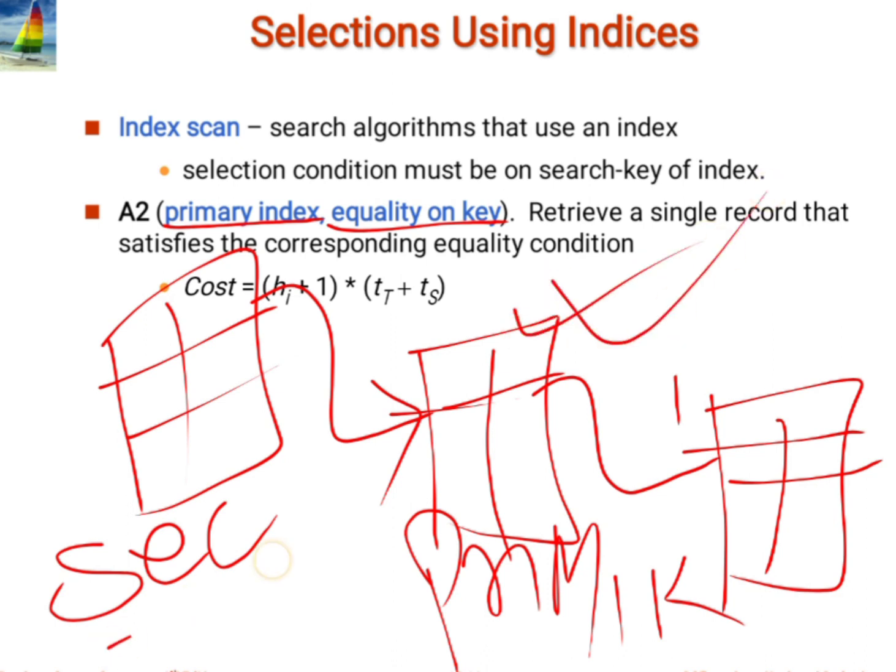After some time I will come to the secondary index also. There you will have a clear idea what you mean by secondary index and primary index. Okay, so now, if I am using a primary index and equality is on the key, then we can retrieve a single record.